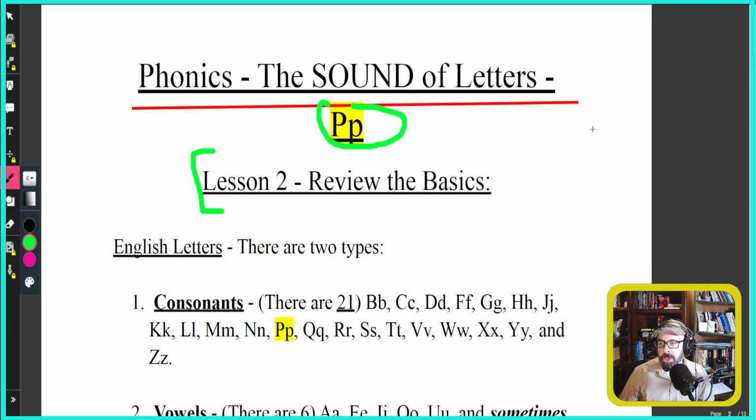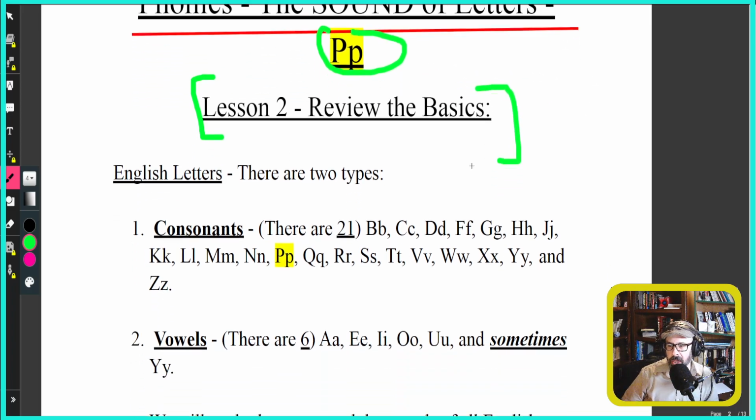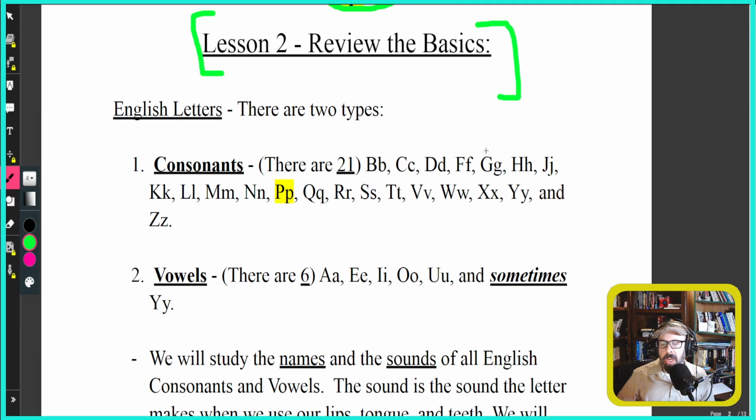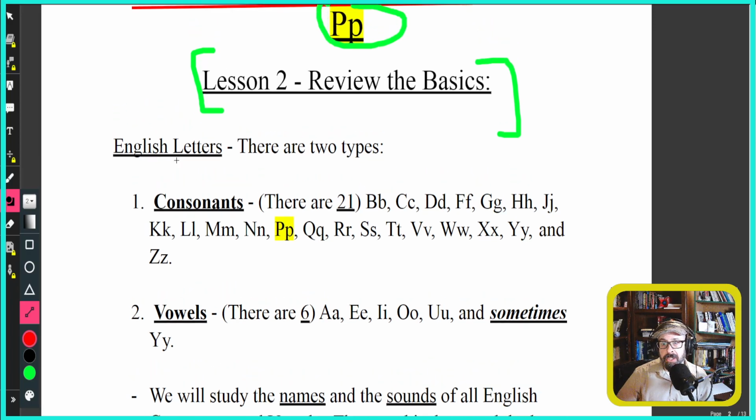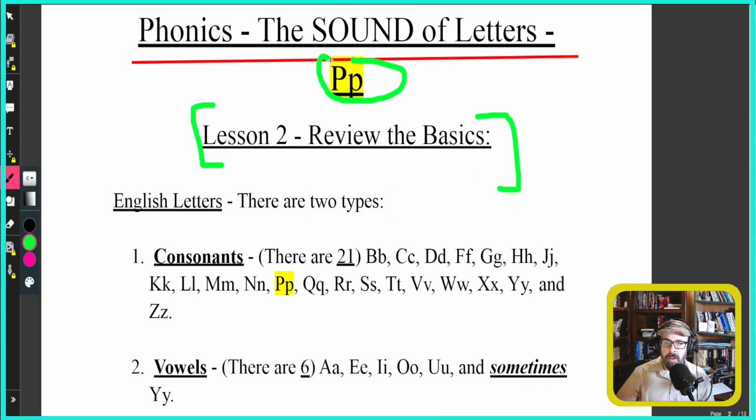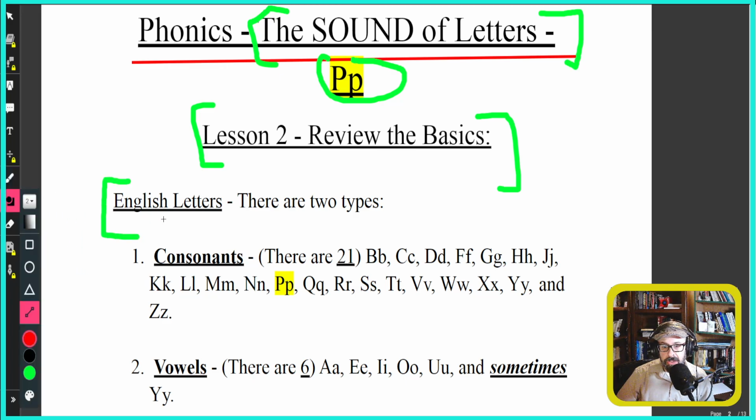Okay, lesson number 2. And remember, we like to review, so we're going to review basics with this, but we're going to go through this. We've already done this in lesson 1, so we're going to review this because you need to learn what phonics is. Okay, so phonics. What is it? Phonics is the sound of letters. Phonics is English letters. Okay, so we're talking about English letters.